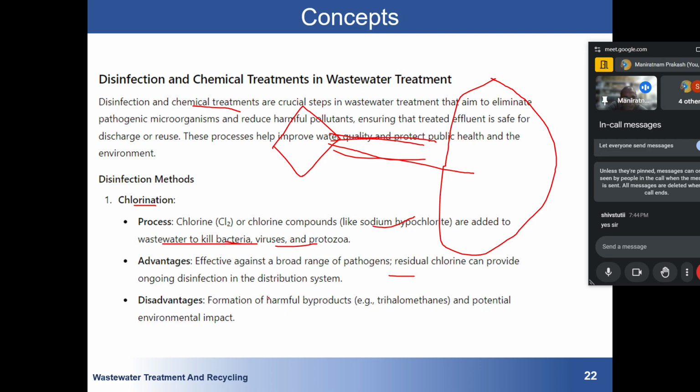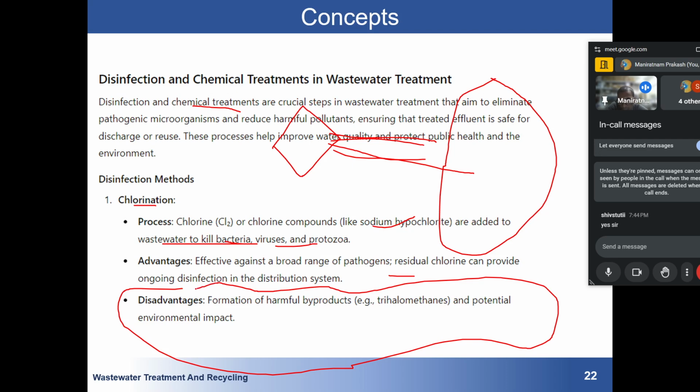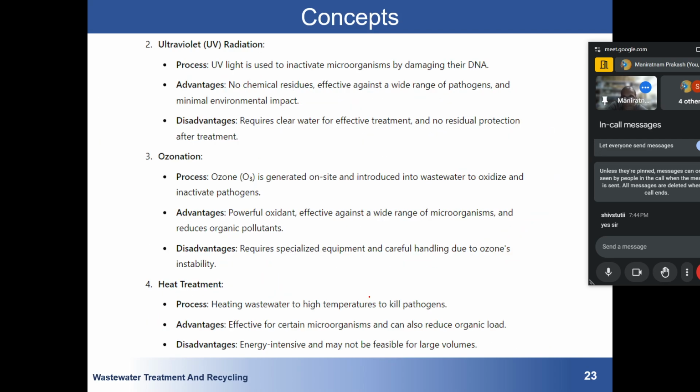So sometimes harmful byproducts are formed. If I have time at the end of the lecture, I will explain why. This is a very interesting research topic, the byproducts which are formed during chlorination. Okay, so I will explain at the end of the session.